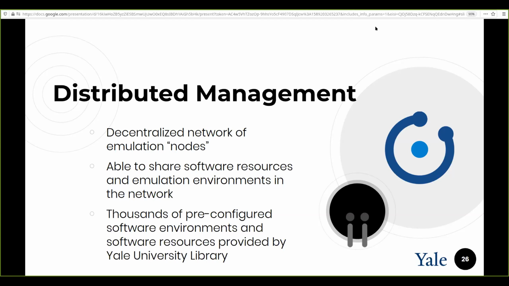So the idea is that each of those installations, each of those instances, is able to share software installation media and emulated environments with each other. They can share and exchange in order to reduce redundant work.